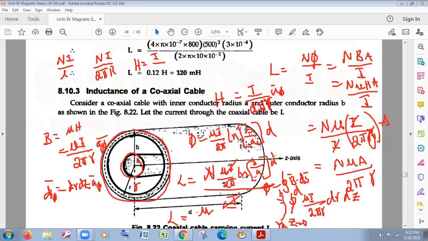We have mu d ln of b by a, whole divided by 2 pi. L is equal to mu d ln of b by a, by 2 pi. So n, there are no number of turns here, you can consider it as 1. L is equal to mu d ln of b by a by 2 pi. We got the inductance of the solenoid, the inductance of the toroid, and the inductance of the coaxial cable. Okay, my dear.